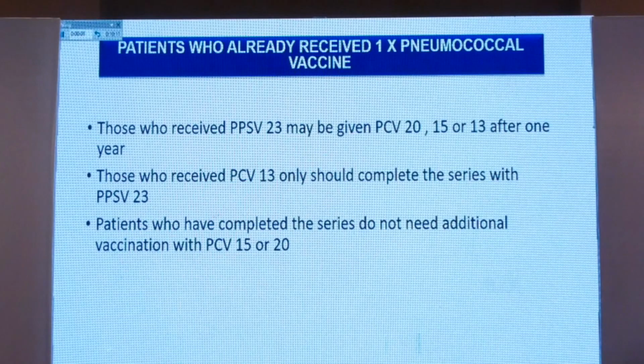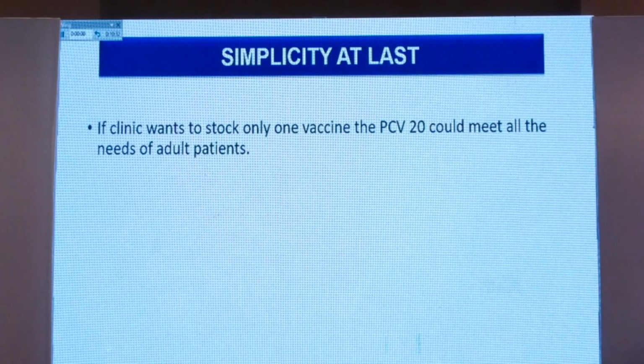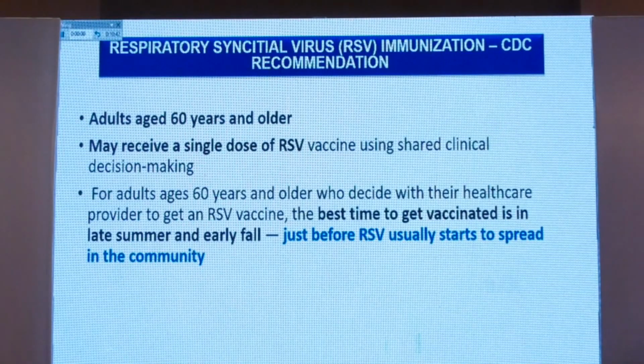For those who have already received a single dose of PSV23, it should be followed by PCV20 or PCV15 after 1 year. And those who have received a single dose of PCV13, the vaccination series should be completed by giving PSV23. And if somebody has received both of these, they do not require any further vaccination. This is the recommendation till now. So if a clinic or a country wants to stockpile a single vaccine, the answer is PCV20, which unfortunately is not yet available. So just a few comments about the other vaccines.